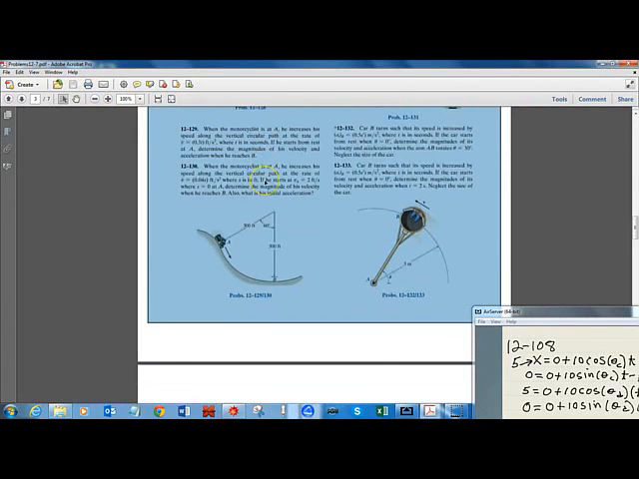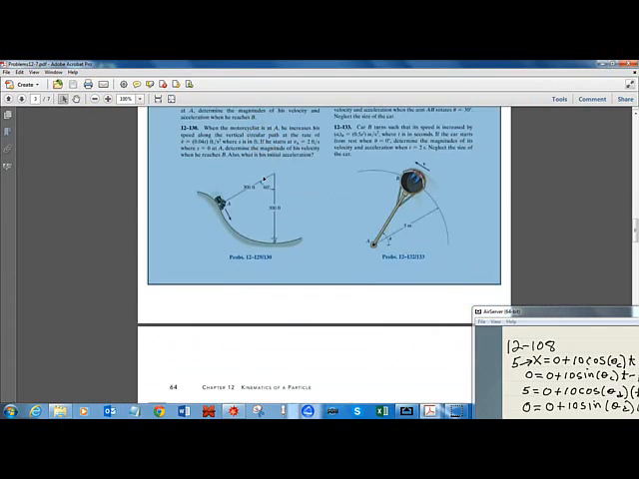Car B turns such that its speed is increased by a_t, and it gives me a formula where t is in seconds. If the car starts from rest when theta equals 0 degrees, determine the magnitudes of its velocity and acceleration when t equals 2 seconds. Okay, so is this a tangent normal? Is it r theta? Is it an xy? What is it? And how do you know?